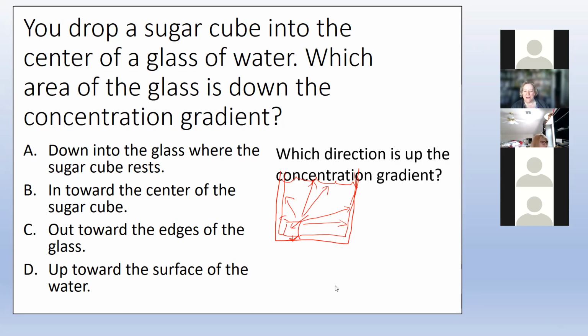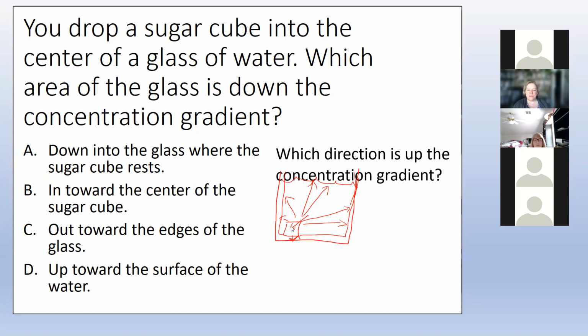All right. So using my little drawing, we're looking at the opposite of what I asked before. So which direction is going toward an area of higher concentration? Once again, sugar can't go into the glass because it's not hydrophilic. So A would be incorrect. If you picked A, don't feel bad. We're practicing.